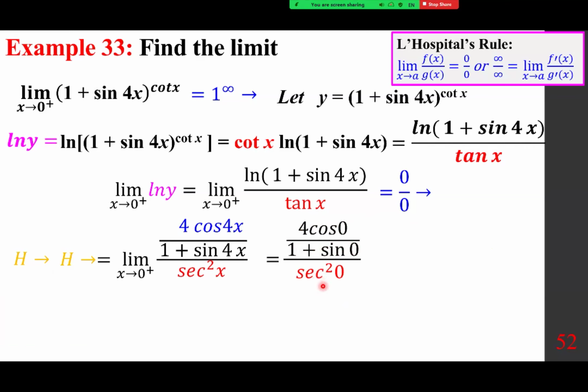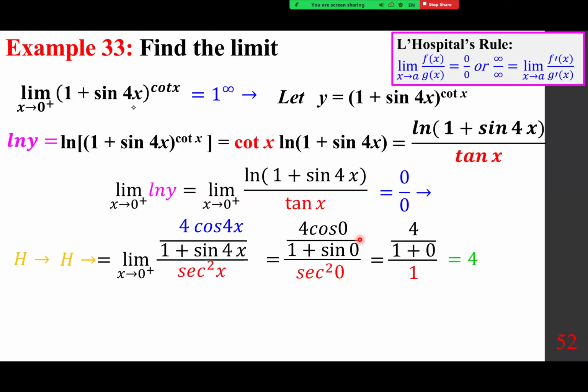And you know secant of 0 is 1 over cosine. That means 1 over 1, that means 1. You square it, you get 1. And so you have a 4 divided by 1. So the answer is 4. Again, I'm assuming everybody is very comfortable with trigonometry and so on.